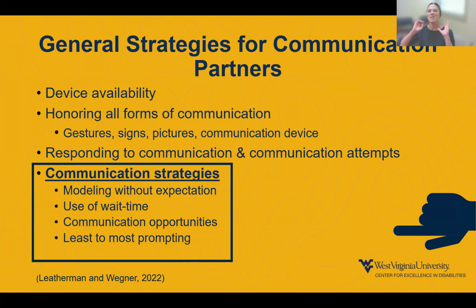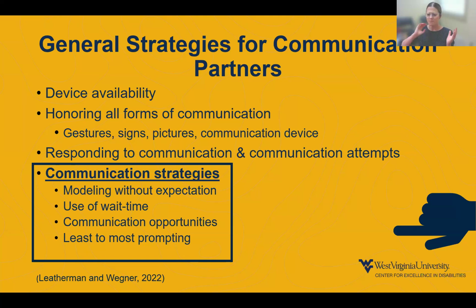They might need tons of extra processing time. They might need lots of time. Maybe you're modeling it and you model it once or twice and you're like, oh, they're not doing it. No way, Jose. Go back out there and you model that 100 times and then randomly they might do it, right? So we model without expectation.